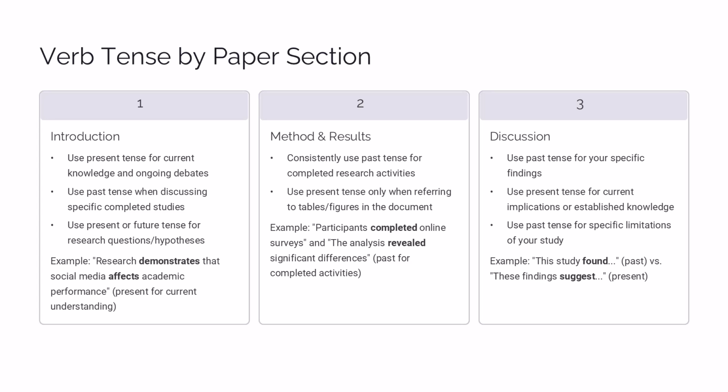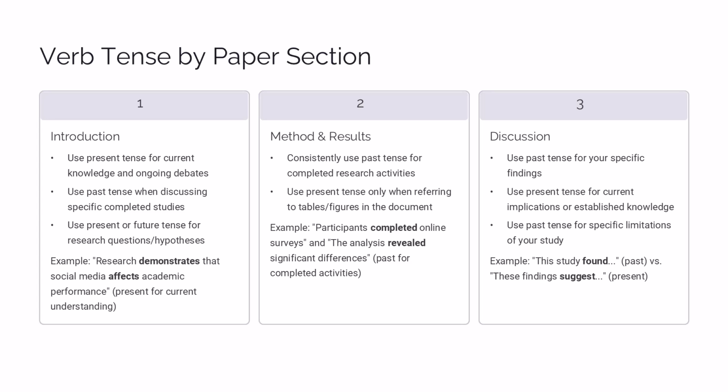The results section also uses past tense consistently because you're reporting findings from completed analyses. "The analysis revealed significant differences. Participants showed improved performance, and statistical tests indicated strong correlations." All use past tense to reflect that these findings emerged from completed research activities.